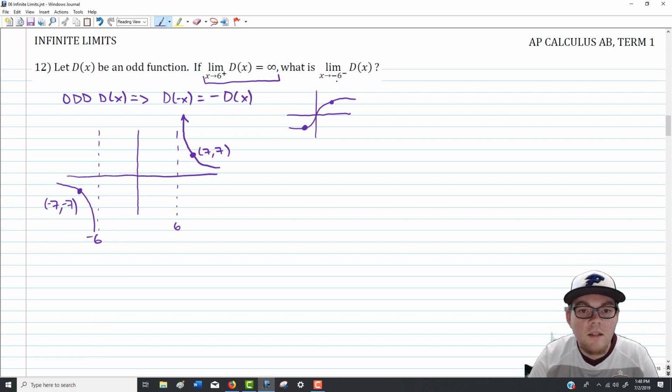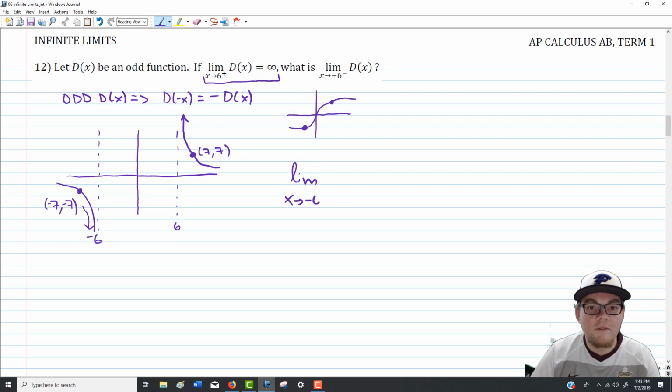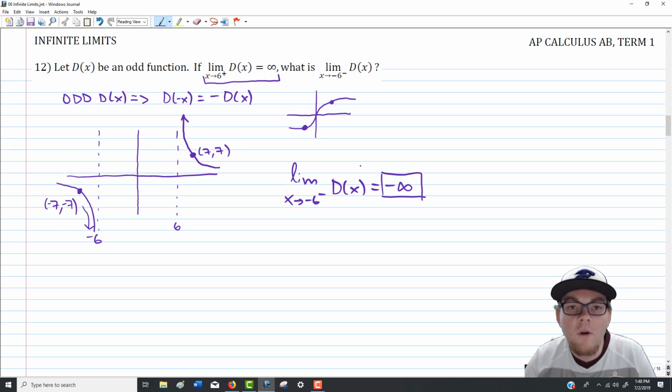So if we're taking the limit as x approaches negative 6 from the left side, we should be looking in that direction, and it looks like this limit, as x approaches negative 6 from the left side of d of x, is going to be equal to negative infinity. So it's doing the opposite signed thing from what we had before.